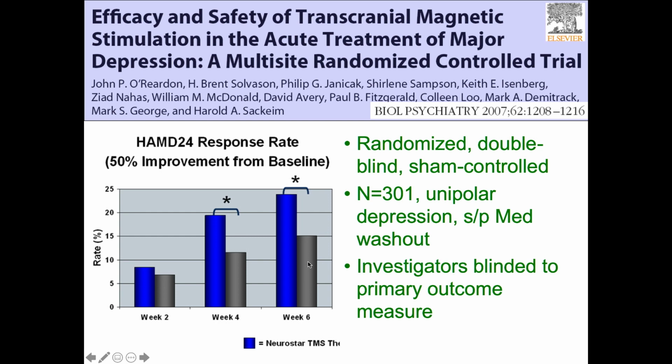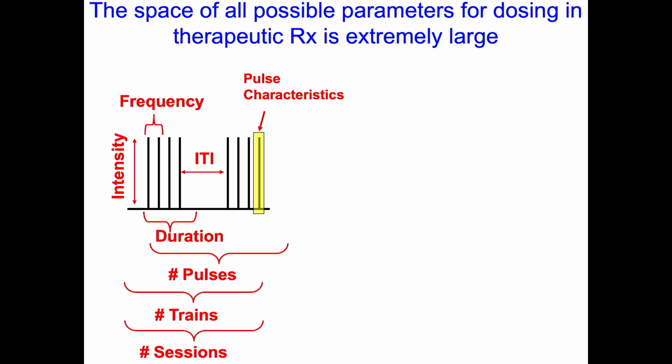So that's why we're using TMS. But let me just start talking about the various parameters that are involved in TMS. There are a great number of them. So there's a single pulse that's given, and each pulse has certain characteristics to it, and you can have a certain shape to it.